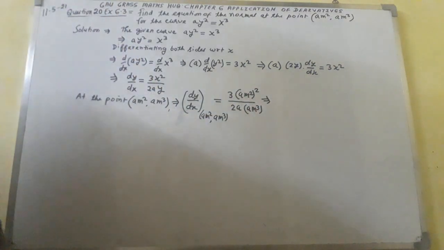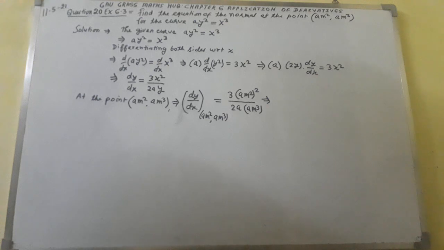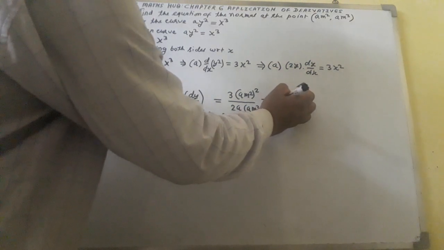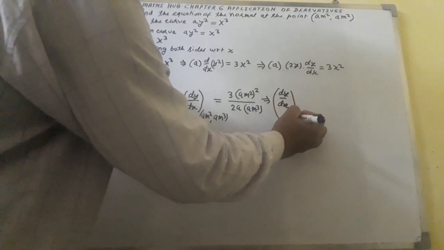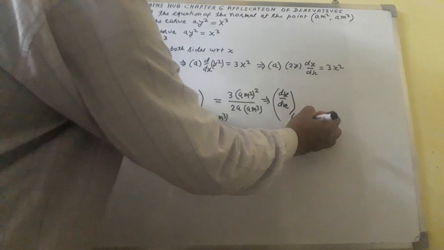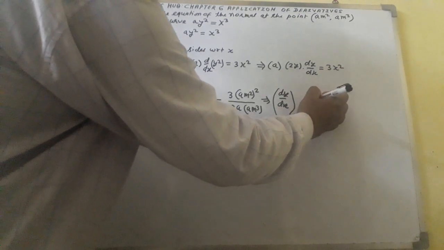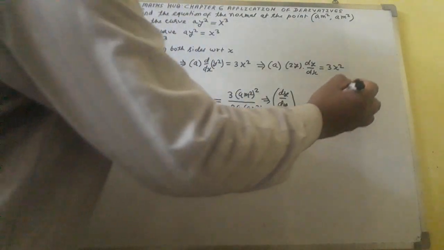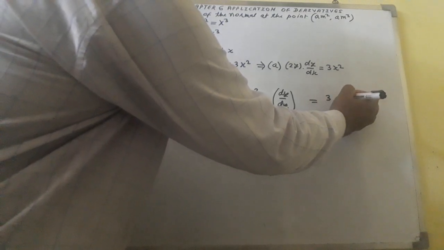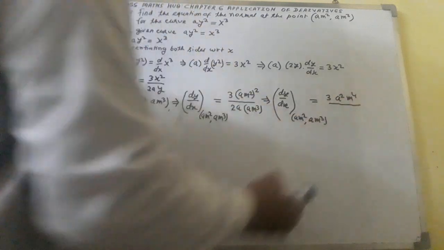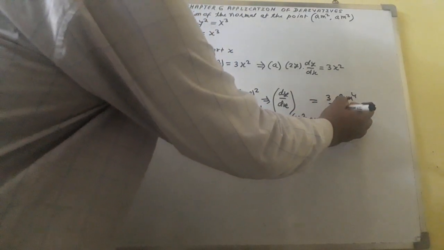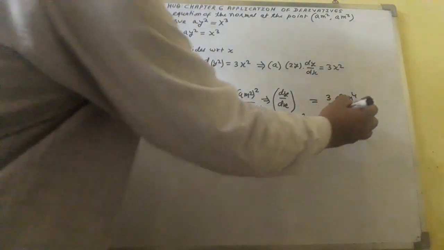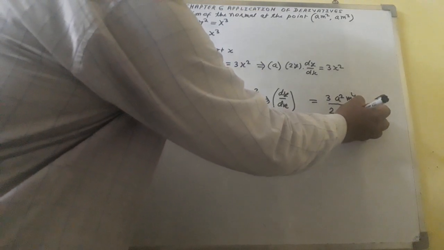So again I shall write dy over dx at the point (am², am³) is equal to 3a²m⁴ over 2a²m³. This thing we have got.